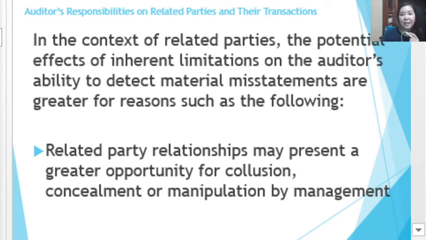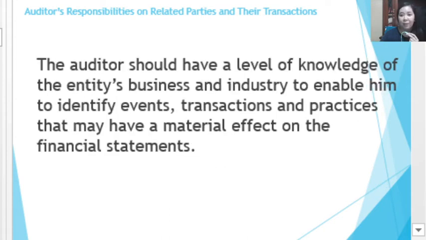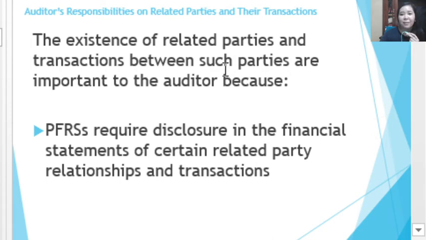Probably the entity did not include it in their disclosure, or did not present it in any documents to the auditor. The auditor should have a level of knowledge of the entity's business as well as their industry, for him to identify the events, transactions, and practices that may have any material effect on the FS. The existence of related parties and transactions between them is important to the auditor because, first of all, it is a requirement by the standard.